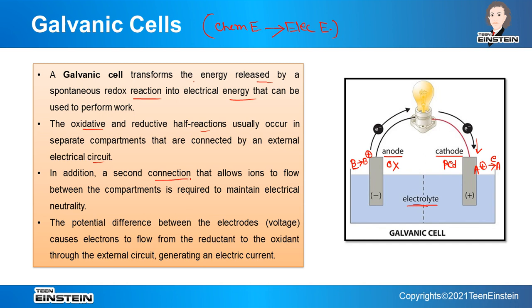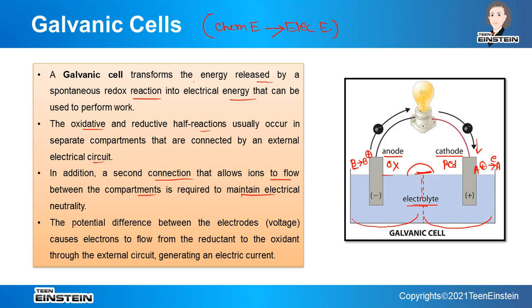In between these two there is an electrolyte. Now a second connection is also present, though it is not shown here, that will be shown in another slide. Sometimes a second connection is there in between these two, which allows ions to flow between the compartments. So there is one compartment here, another compartment here. You can see the dotted line, this is actually the separation line. So this second connection is also required. And why is it required?